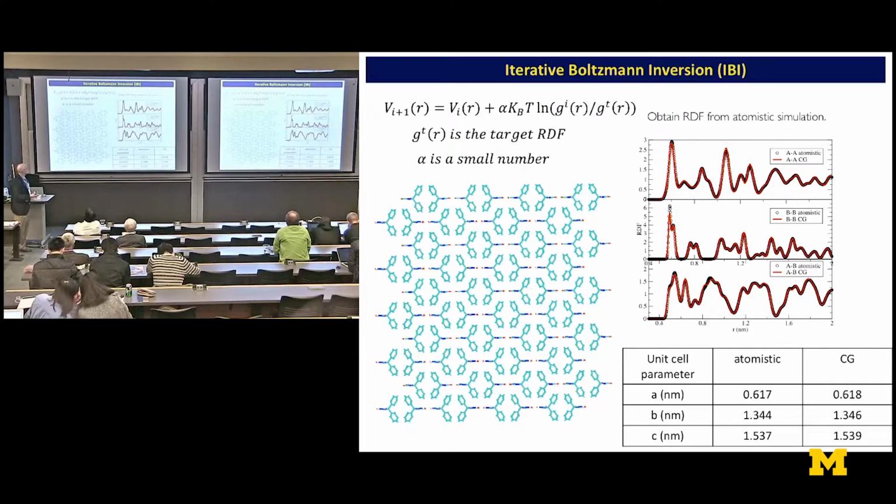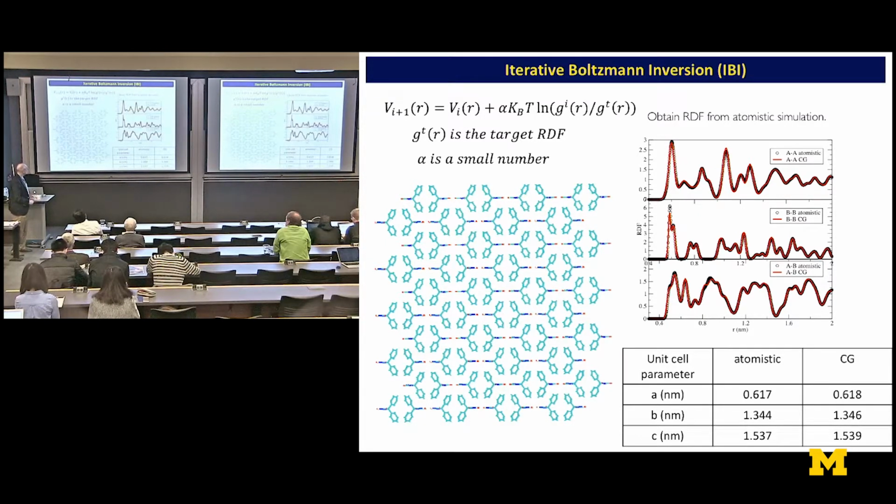So we use a process called iterative Boltzmann inversion, where you have a target radial distribution function, which is from your atomistics, and then you have your radial distribution function from your coarse grain model, and then you iterate on your potential. So this is a little bit like what Sharon was talking about, where it's a design of a potential for a coarse grain model that gives you the correct radial distribution function, and hopefully then would let the coarse grain model simulate correctly the crystal of the drug.